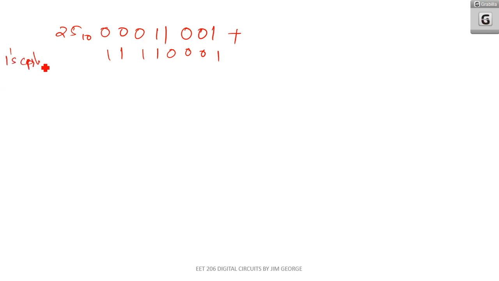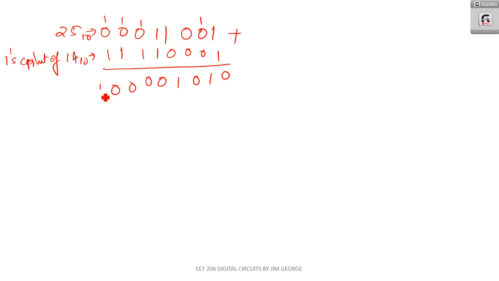1's complement of 14 to the base 10. Okay, so if you are adding these two, 1 plus 1 is 0 with a carry 1, 1 plus 1 is 0 with a carry 1, and so on for each bit, with a final carry 1. Okay, so what is the final answer?